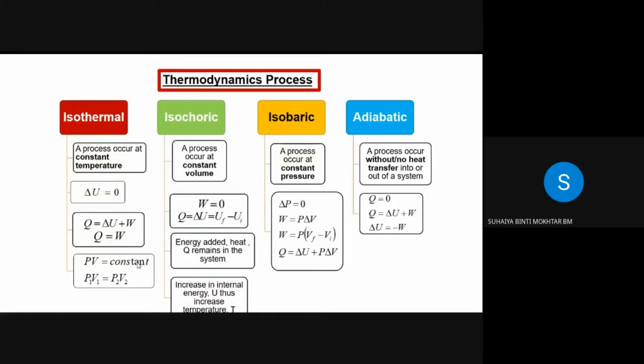And then isochoric. Isochoric is constant volume, so work done equals 0. Work done is 0 from the first law of thermodynamics, so you get Q equals delta U. Q equals the change of internal energy, so equal to U final minus U initial. Energy added, heat Q, remains in the system.